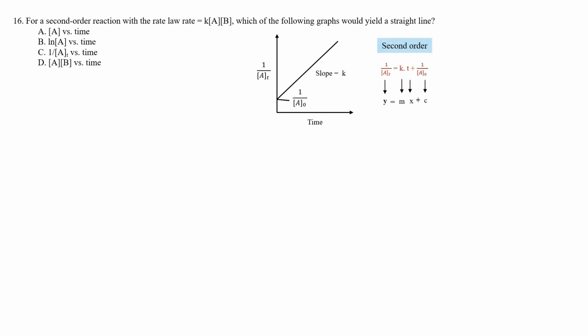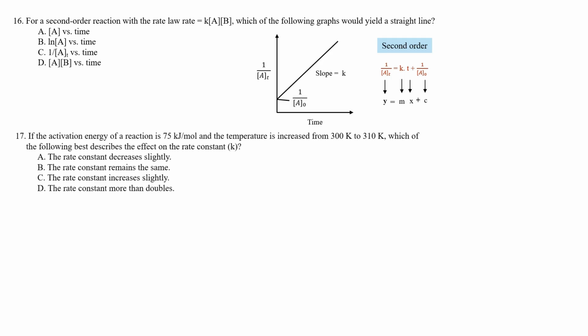Now let's see what the second order rate equation looks like. The second order rate equation is 1 over A concentration at time t is equal to K times t plus 1 over A concentration at the beginning at time 0. This is a y is equal to mx plus c type equation. If we plot 1 over A concentration at time t on the y-axis and time on the x-axis, we can see a positive slope of the line. The slope of the line gives the rate constant k. Now, according to the given answers, the answer should be 1 over A concentration versus time, which for the second order reaction yields the linear plot.